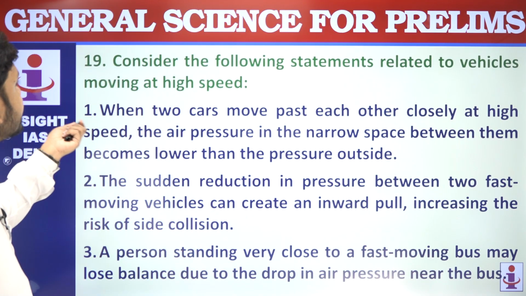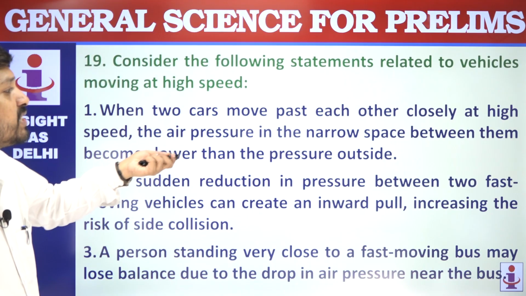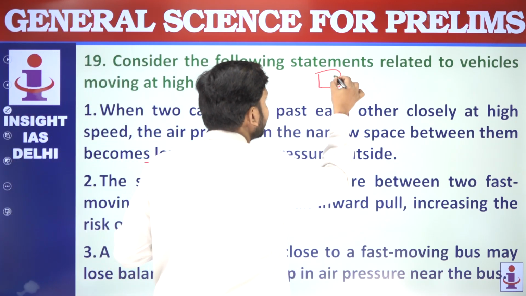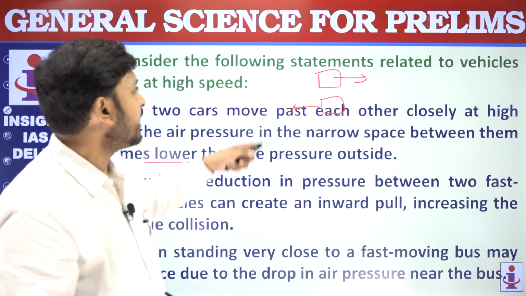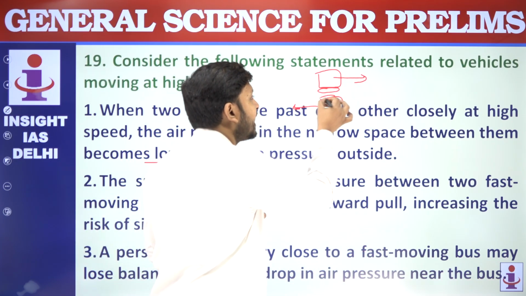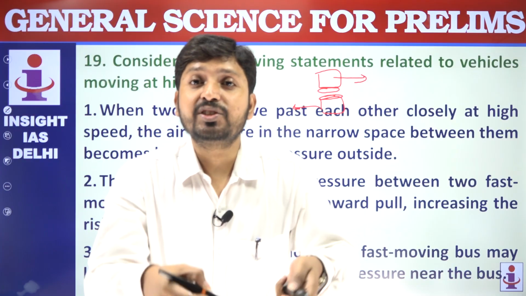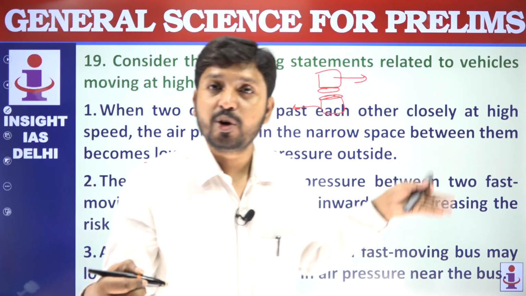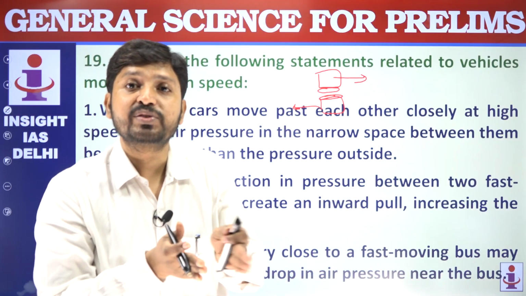Next one, consider the following statements related to vehicles moving at high speed. Let's read the question. When two cars move past each other closely at high speed, the air pressure in the narrow space between them becomes lower than the pressure outside. Let us assume one car is moving in this direction and one more car is moving either in the same direction or the opposite direction. If both are moving in the same direction, the speed should be different. The air attached over this surface will be dragged on that side, and the air attached over the other surface will be dragged on this side. So the air present between them will be reduced, and less air will be there. To fill that, air from the surrounding regions will enter towards the center. Since low pressure is already there, air is entering, and these two vehicles will also try to come closer. So a side collision can take place.